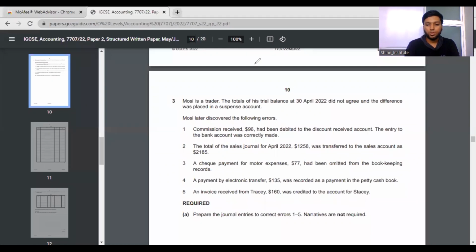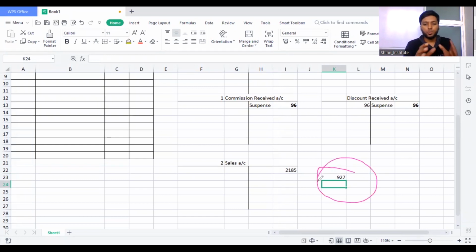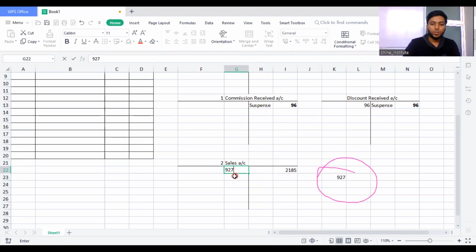So now if you are going to find the difference between these two, 2,185 minus 1,258, you have a 927 difference. So I need to remove this from the sales account because they have recorded it in a wrong way. So when I remove it, I'll remove it on the other side, 927, because normally the sales account is on the credit side, so it was recorded on the correct side, but I'm going to remove it the opposite way. So 927 here, I'll write suspense.